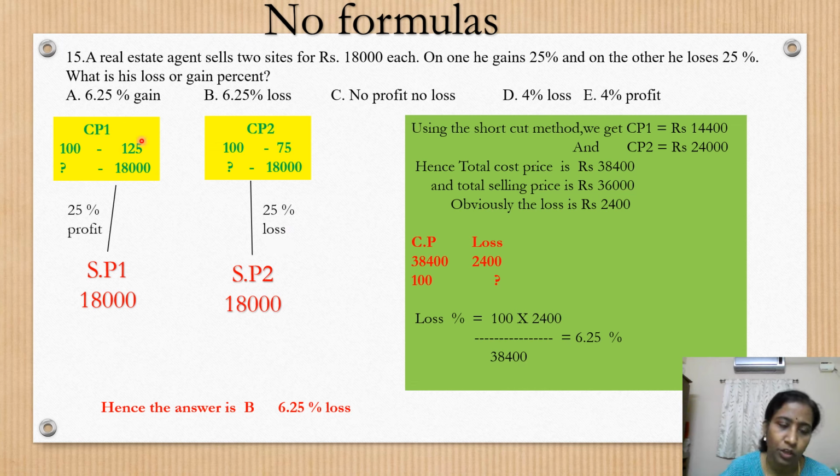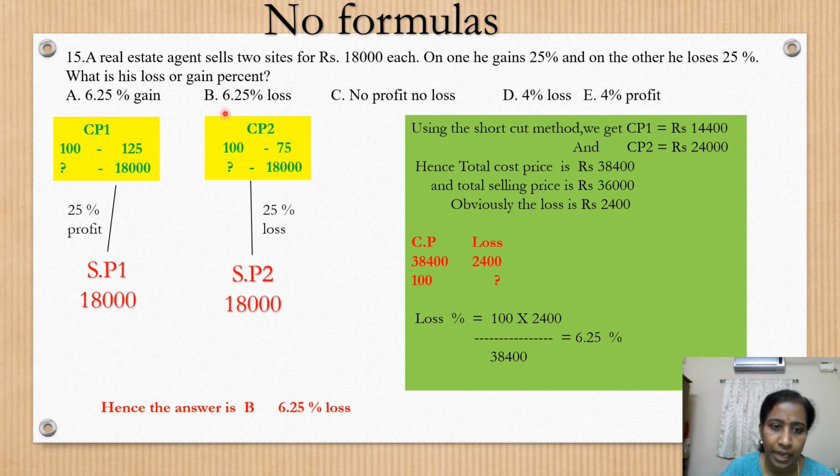So how do I find out the cost price? If the cost price of the land is 100, I sell it for 125 rupees. Why 125? 25% profit. If the selling price is 18,000, what is the cost price? So the same X: 100 into 18,000 divided by 125, and I get the answer as 14,400.